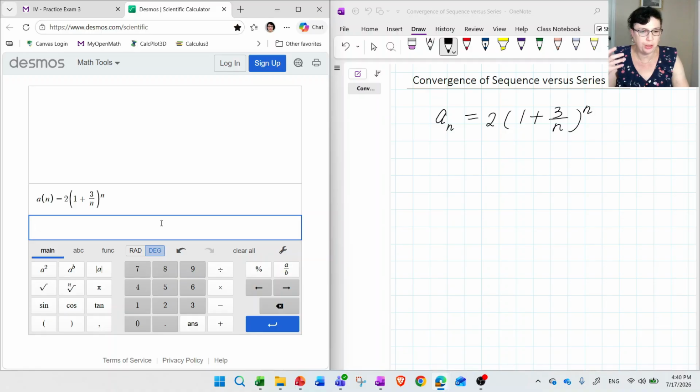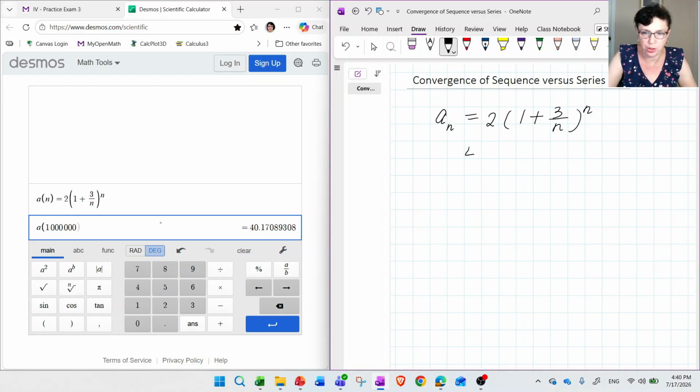Well, I will need to increase the values of n and see if it's going to just grow unboundedly large, possibly because this is a positive sequence, so it's not going to alternate signs. Or maybe it'll start approaching some number. So I'm going to try a of 10, then 100, then 1,000, 10,000, and so on. Once I start adding more and more zeros, it does look like it's getting closer and closer to something like 40.17, at least at a million, I think that's what it is.